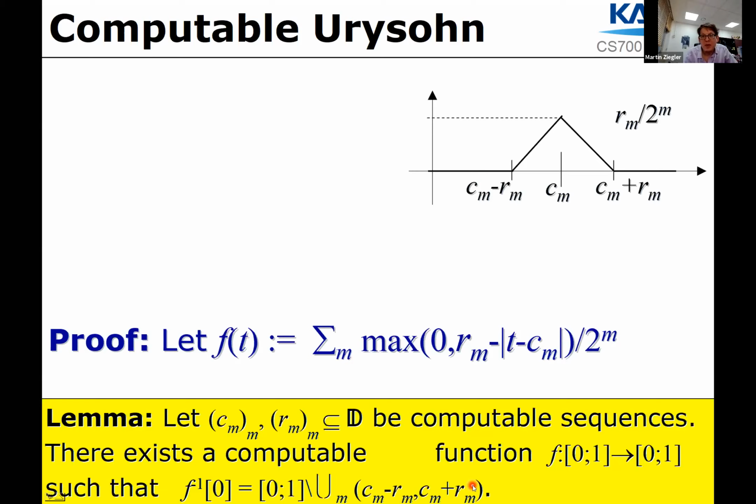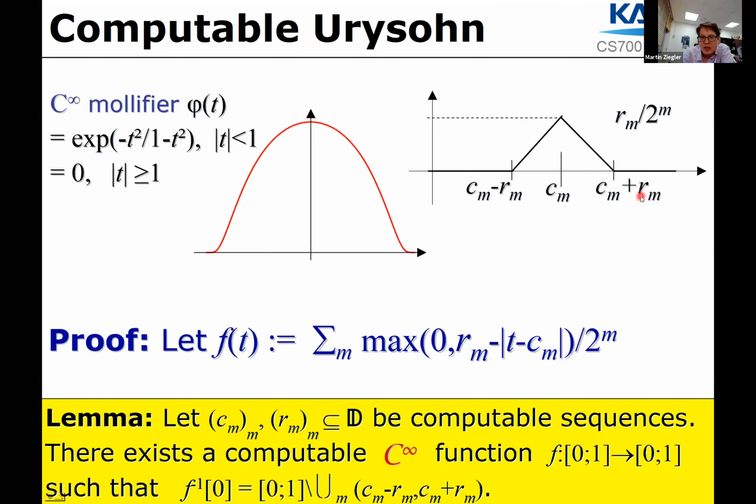But now the second part is actually a strengthening. Namely, in the end, we want to have a smooth function, a C infinity function. And to this end, we're going to replace these heads with this modifier that we talked about previously. So we want to construct not just a continuous function, this is continuous, right? But we want to construct a C infinity function.